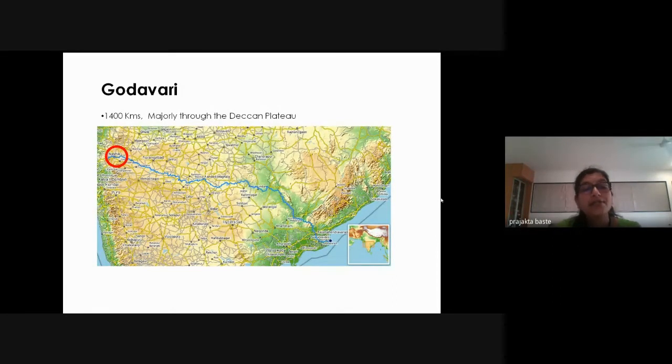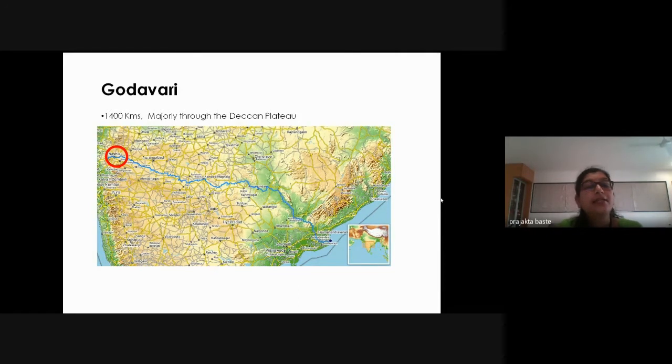So it traverses four states of India, that is Maharashtra, Andhra Pradesh, Telangana, and then part of it in Tamil Nadu. Part of it flows through the state of Chhattisgarh as well. And it has around six sub-basins which contribute to make this Godavari basin of India.